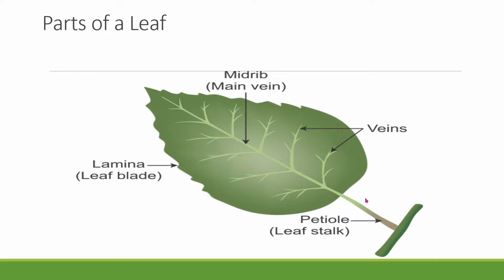Midrib. In the middle of the leaf, there is a long tube from the tip to the end of the leaf, called the midrib or main vein. There are many thinner and smaller veins branching out from the midrib called side veins. The midrib and the side veins help in transporting water, minerals and food to and from the leaf. Petiole. It is the stalk that connects the leaf to the stem.